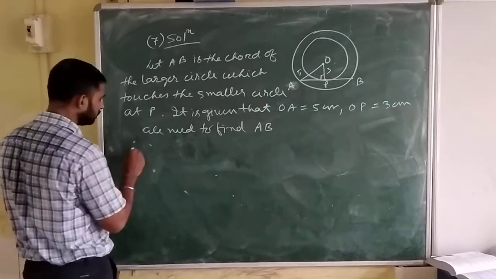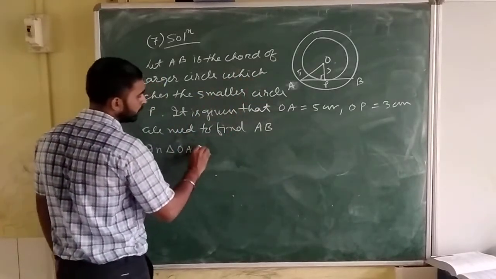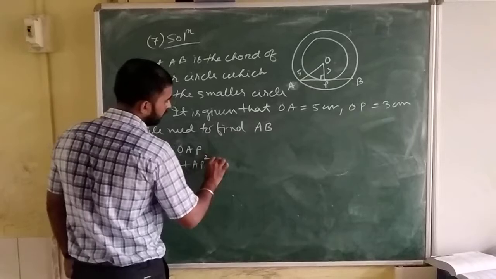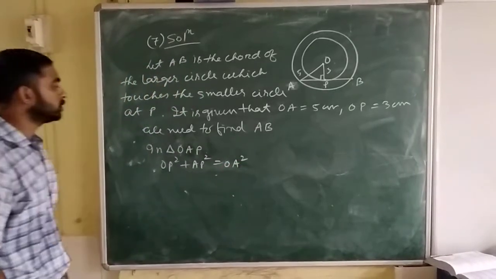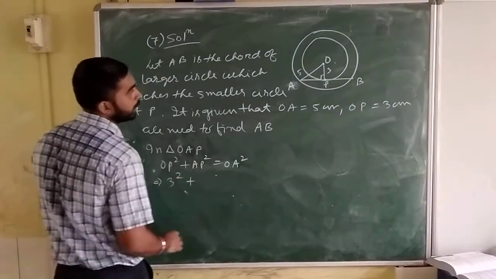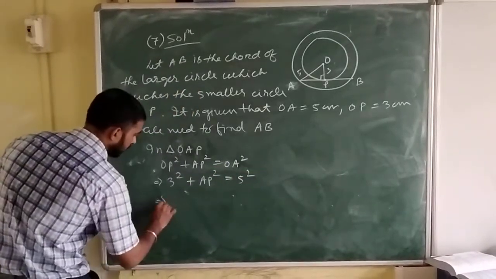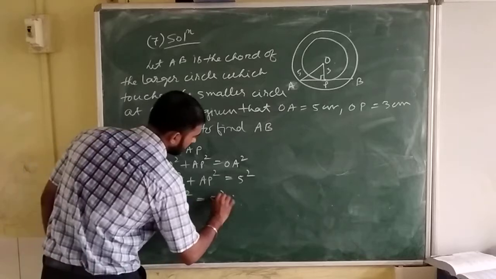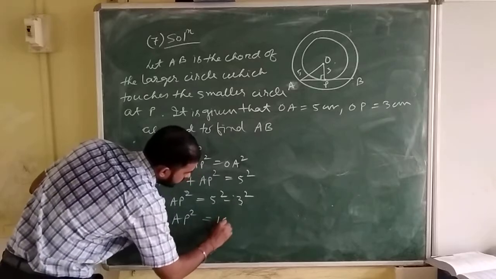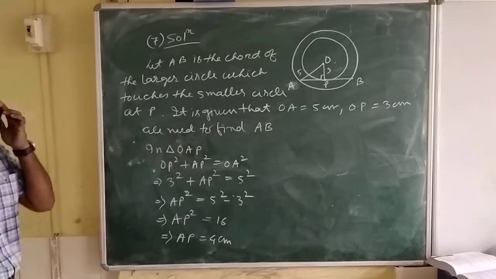Now in triangle OAP, which one is the hypotenuse? Hypotenuse is OA. So OP squared plus AP squared equals OA squared. Now OP equals 3, AP we don't know, and OA equals 5. So AP squared equals 5 squared minus 3 squared, which is 25 minus 9, 16. So AP equals 4 cm.